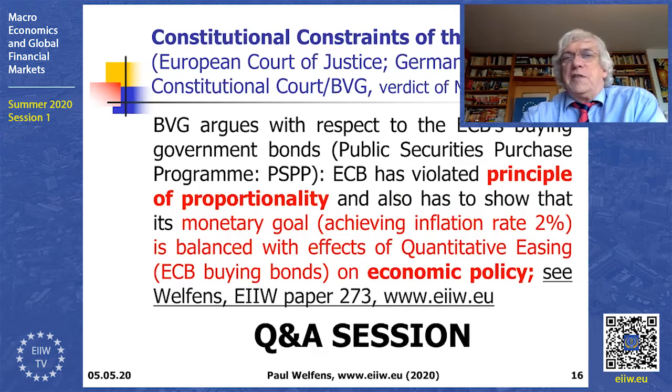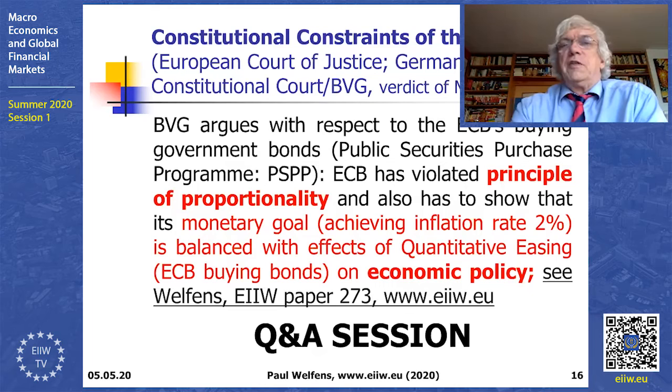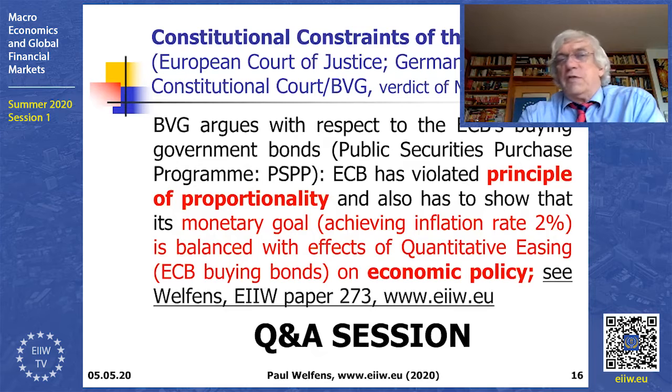So the ECB, for instance, in the Eurozone, has to make sure that it will not run into problems with the European Court of Justice, which, as it turned out, is, let's say, a bit generous in giving a lot of autonomy or discretionary room to maneuver to the ECB. The German Constitutional Court is stricter, so the Bundesverfassungsgericht imposed a verdict on May 5th, and the German Constitutional Court argues with respect to the ECB's buying of government bonds. This comes under the ECB's heading Public Securities Purchase Program, so PSPP.